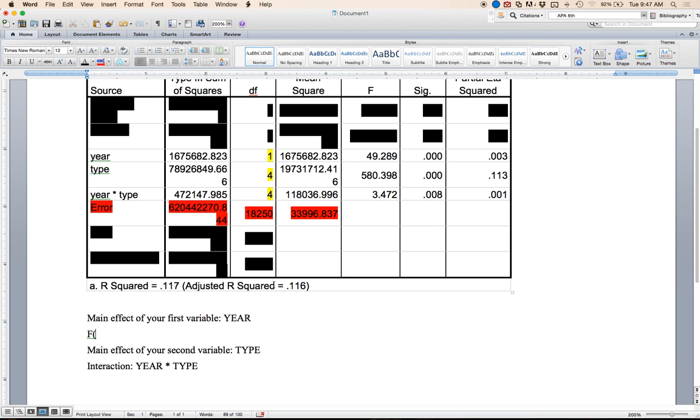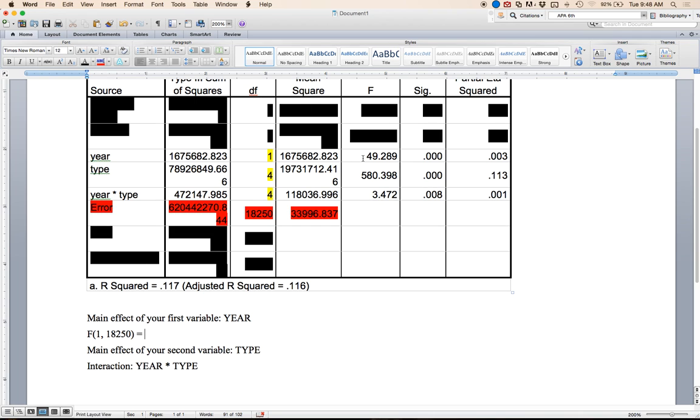When you only run a one-way ANOVA, there's only 2 lines. That makes it really easy to use. But when you have multi-way ANOVAs, you get lots of lines. So which one do I use? Well, I want to use this first degree of freedom, and then my second one is always under error here. So I'm going to do 1, 18,250. It's 1 because year has 2 levels, minus 1. 18,250 is n minus 1 plus n minus 1 plus n minus 1. We had 10 groups, so we had 18,260 people minus 10 groups.